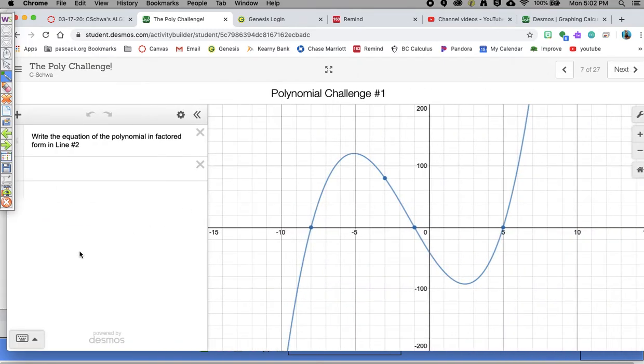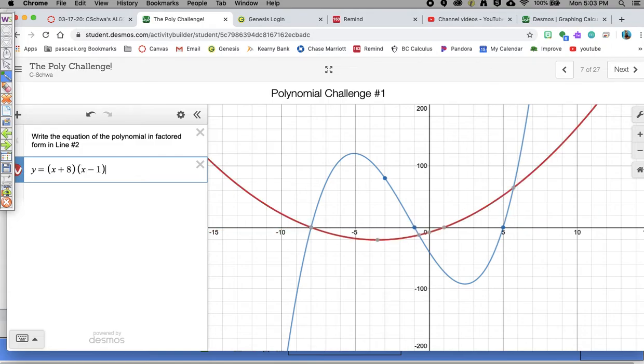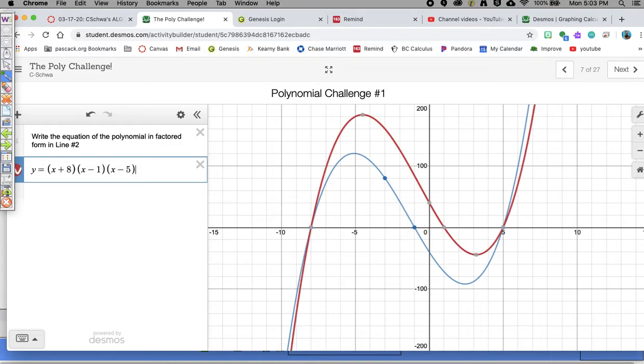Okay, so now we're getting into some polynomials. Right here, we have 3 different zeros. My first zero here is -8, 0. My second one is -1, 0. My third one is 5, 0, right? So we have y is equal to, if -8 is a zero, that means x plus 8 is going to be a factor. And then my next zero is x minus 1, and then x minus 5, right? I have this.